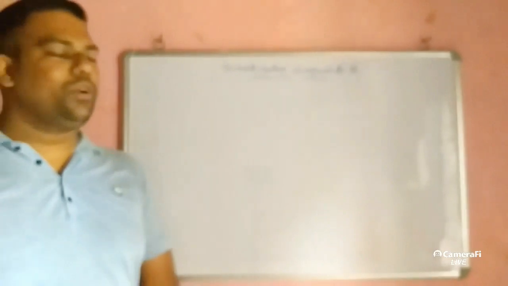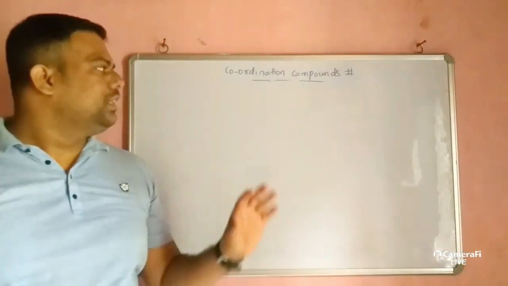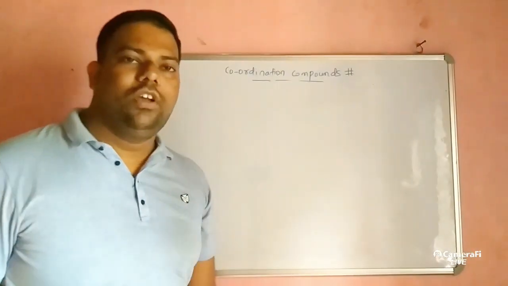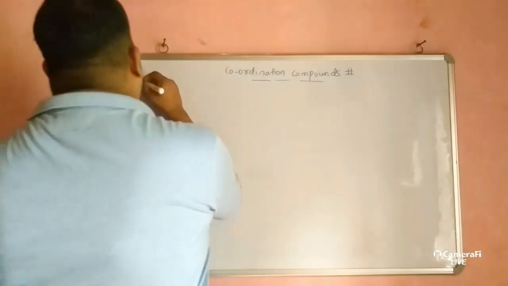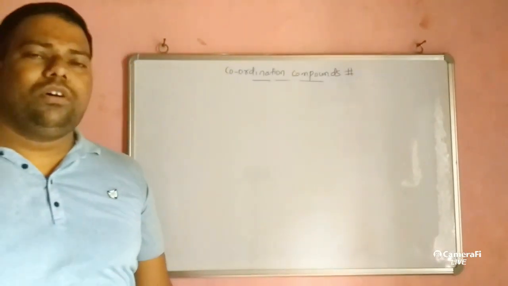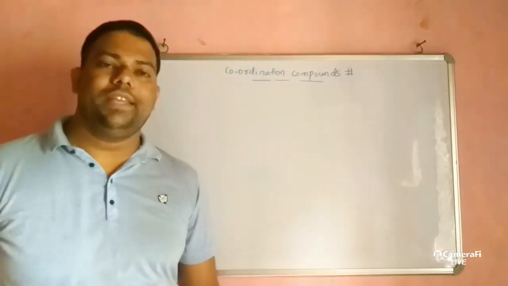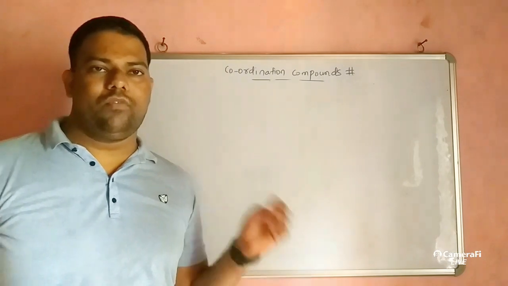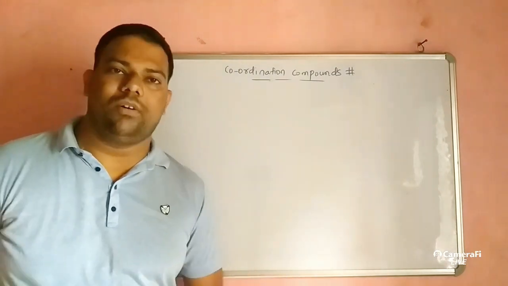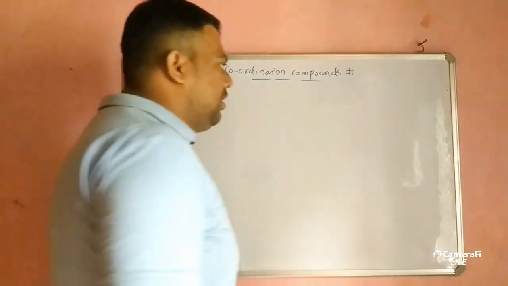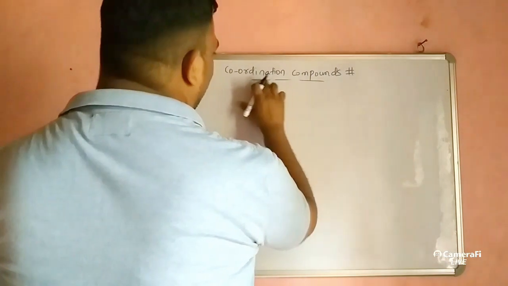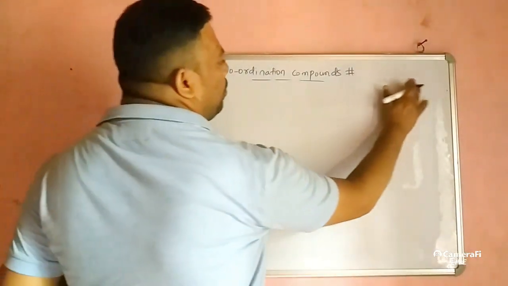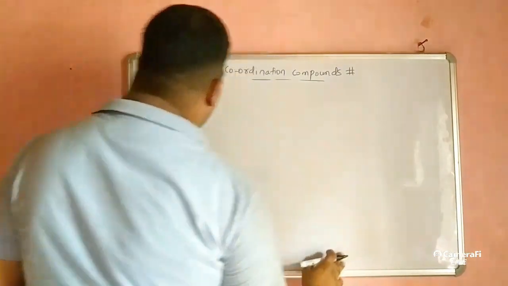Now the most important part we are going to discuss: IUPAC nomenclature of coordination compounds. Whatever rules we saw for writing the formula of a coordination compound or complex are general rules, so they may vary. Now whenever we discuss the IUPAC nomenclature system, some changes will occur. IUPAC gave some recommendations also, so we have to see how to write the IUPAC nomenclature of inorganic coordination compounds.